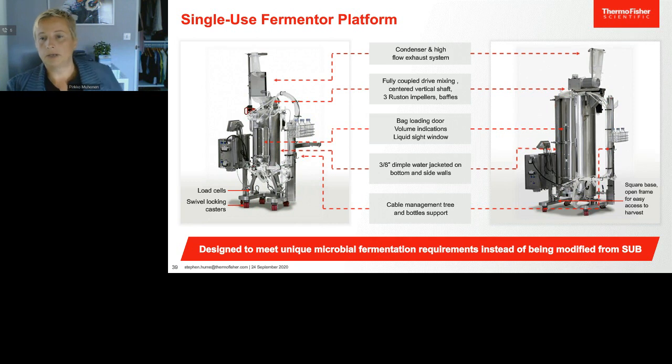So in addition to the microbial media solutions we have, I also wanted to briefly introduce our high-performer single-use fermenters. We have designed these fermenters to fit microbial fermentation requirements. They have direct central mechanical agitation, 3 Rushton impellers, 4 baffles to break up the vortex, a recirculating condenser, and really powerful mixing to support the high-density microbial cultures.